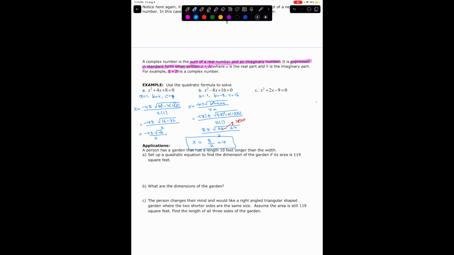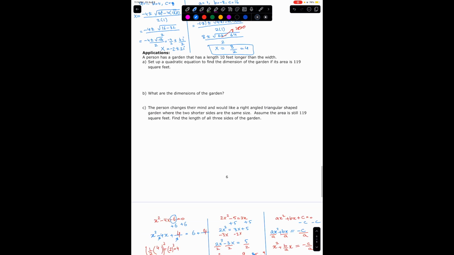which will turn into negative 4 over 2 plus or minus the square root of negative 16. The negative comes out as i, and square root of 16 is 4, so 4i divided by 2. Negative 4 over 2 is negative 2, plus or minus 2i. So we have two solutions, negative 2 plus 2i and negative 2 minus 2i. Those are the two solutions that we have here. I'll leave the last one for you to practice.